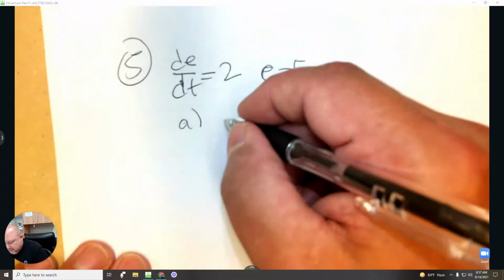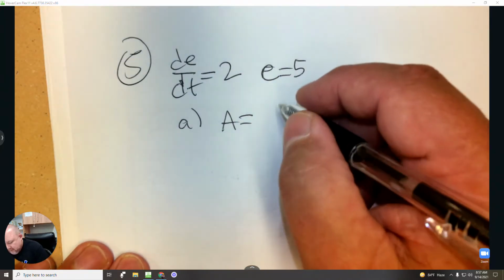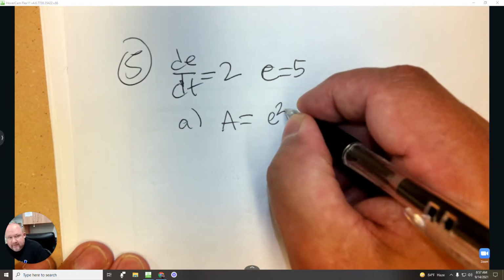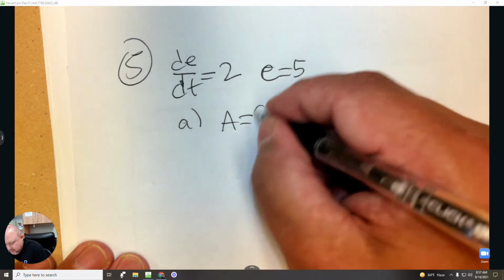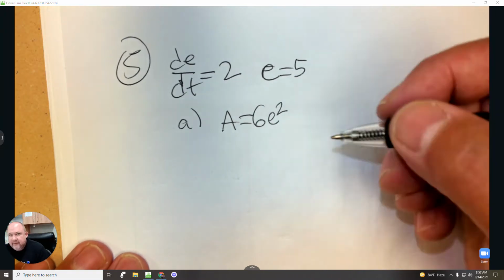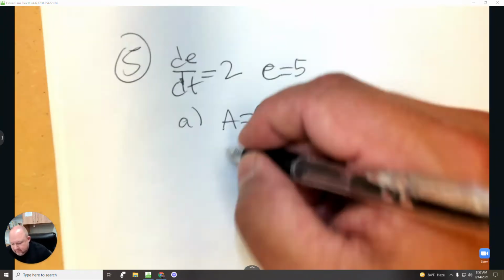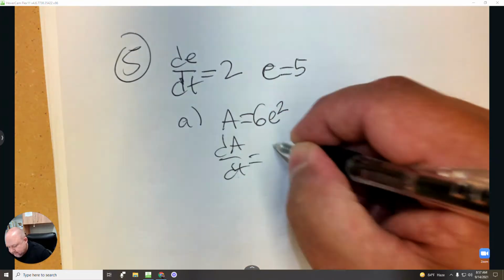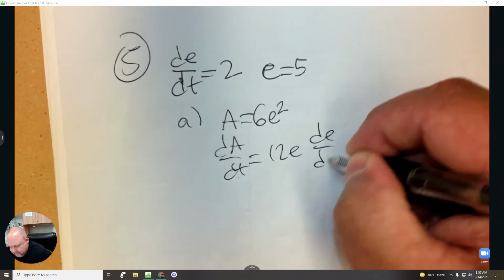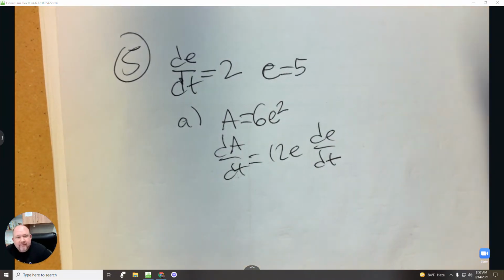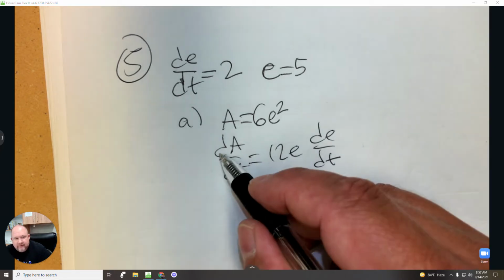Well, the formula for surface area: you take one edge and square it. That's one side, and a cube has 6 sides, so that's the surface area. And then we're going to take the derivative with respect to time. What values do I have and what am I looking for? I'm looking for dA by dt.